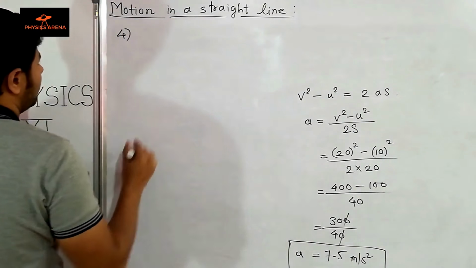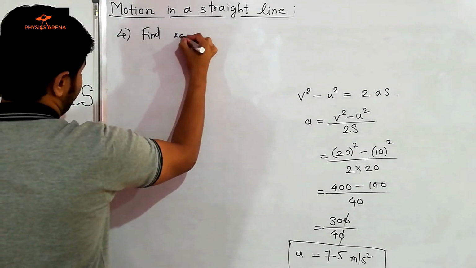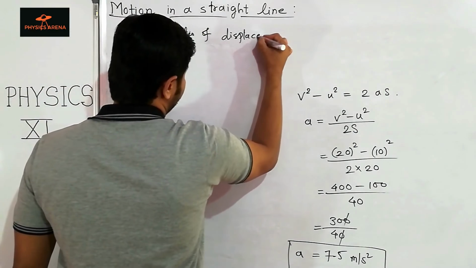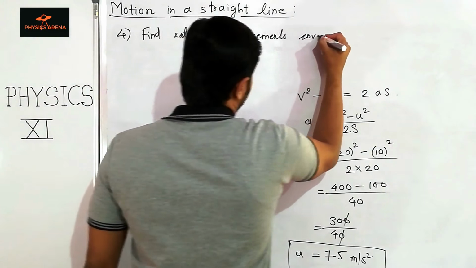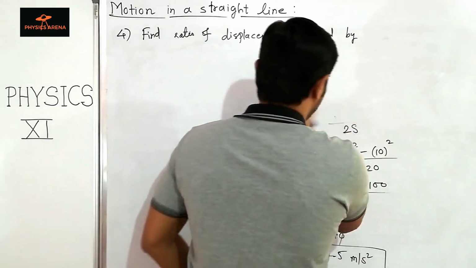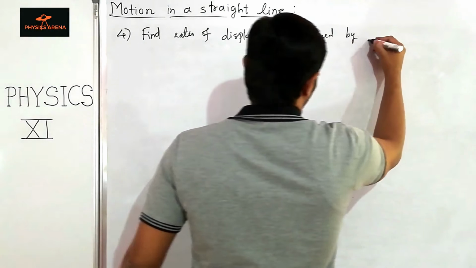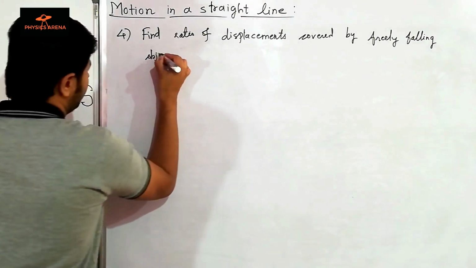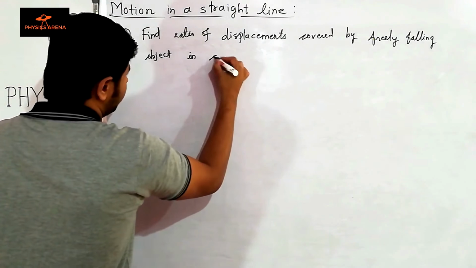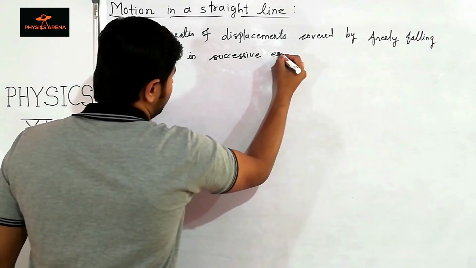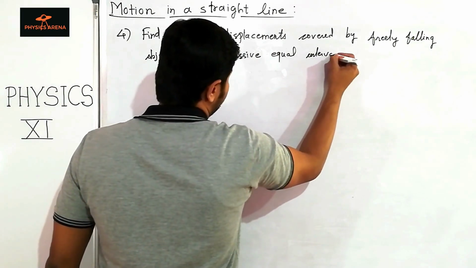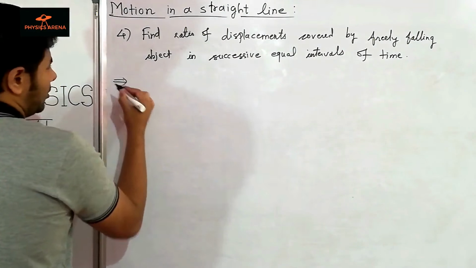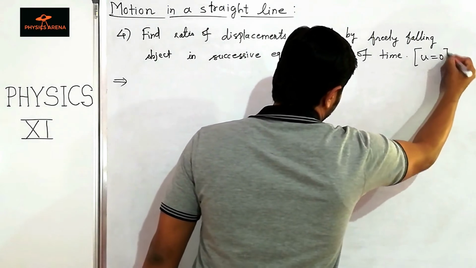Problem number 4. Find the ratio of displacements covered by a freely falling object in successive equal intervals of time, and it is given that the initial velocity of this object is 0.